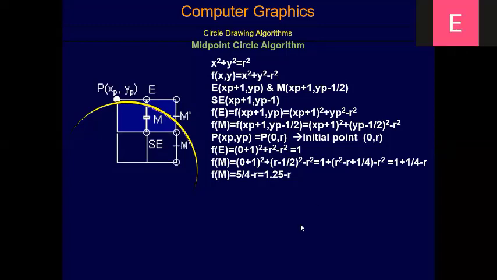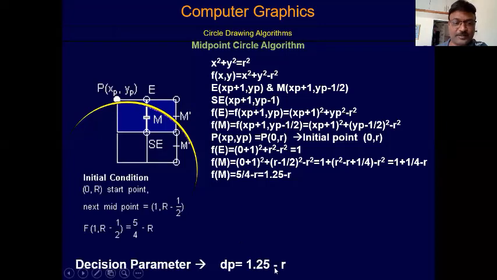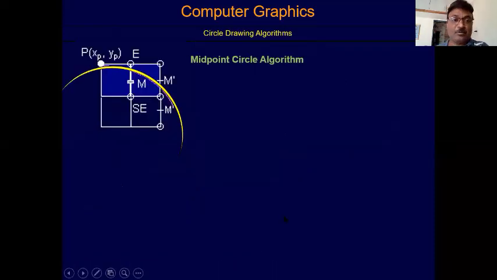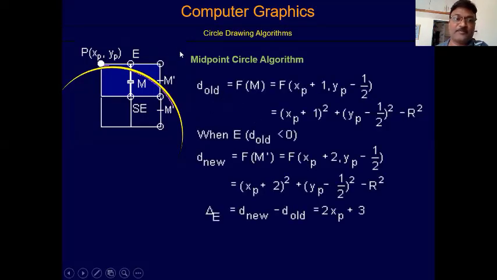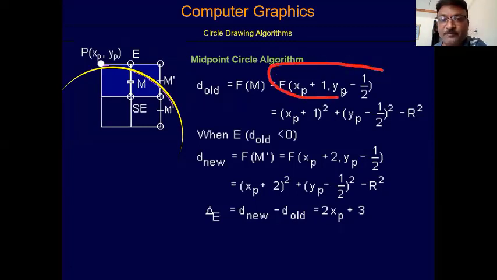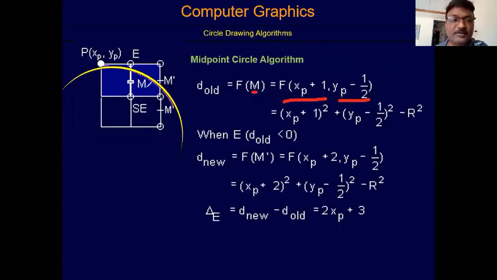Now. Yes, sir. Once you have calculated my first decision parameter, I have put dp. dp is my variable name, equal to 1.25 minus r. Now, what are my upcoming points? Here I have again put my d old value. See, this is my d old value. I have put xp plus 1, yp minus 1 by 2, where I have calculated this xp plus 1, yp using ym. See, ym I have already put. So this is my d old.